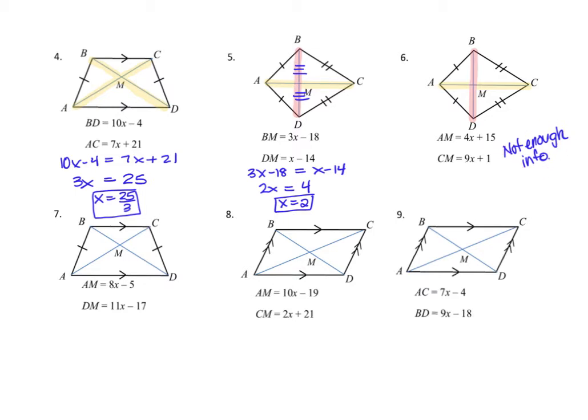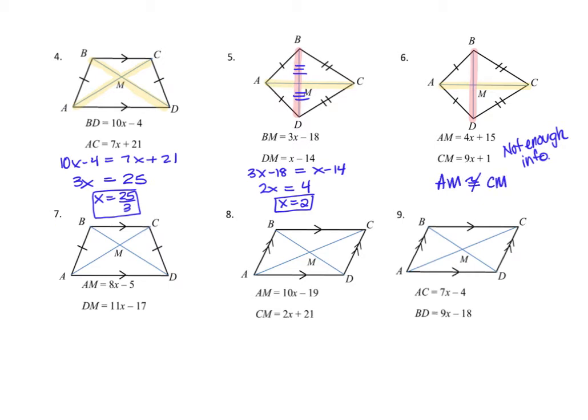In kites, we only have one set of congruent parts, as seen in number 5. So that means that this would be congruent to this. We're given AM, which is the shorter side, and CM, and this one looks a little bit longer. So AM is not congruent to CM.